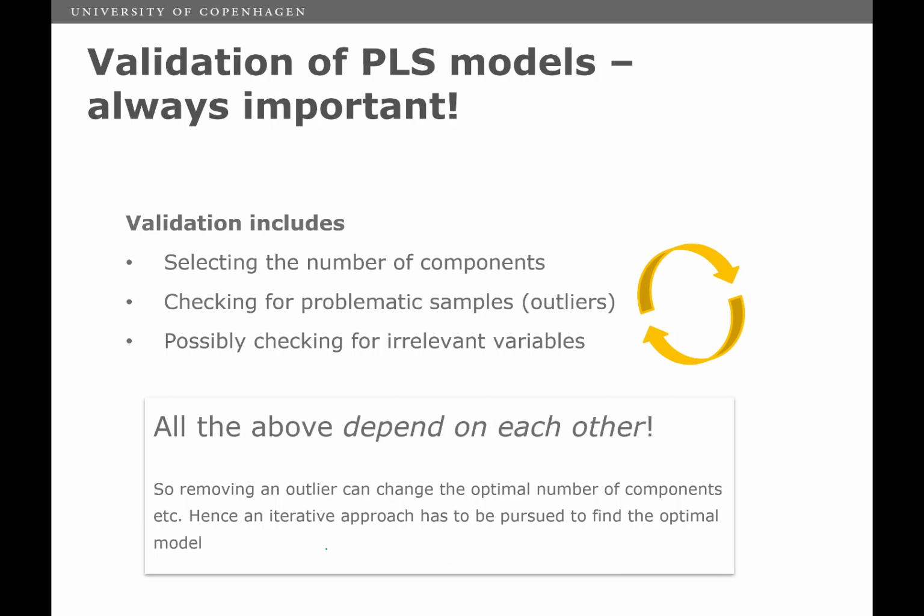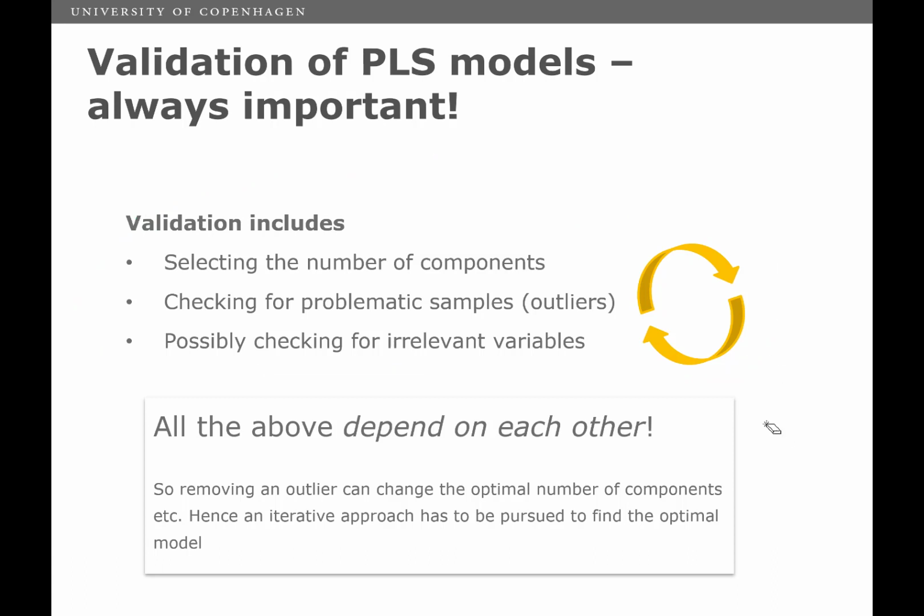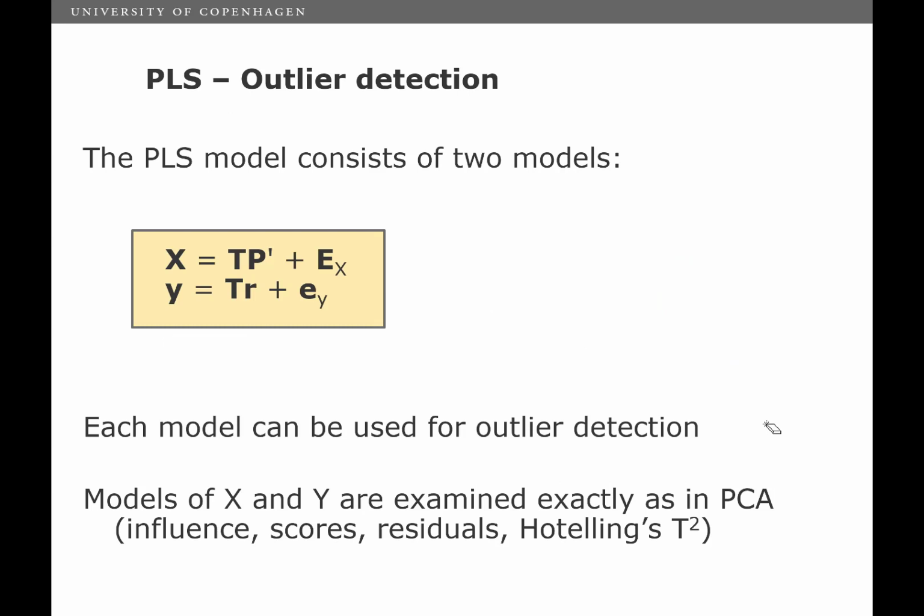One thing that's important to remember is that all these things and others depend on each other. So you cannot have a sequential approach saying first I find the outliers and remove those three, then I select the number of components, etc. Because all of them will affect each other. So you sort of have to have an iterative approach to this, finding a nice solution. That's difficult initially when you do modeling, but once you get the hang of it, it's not too complicated.